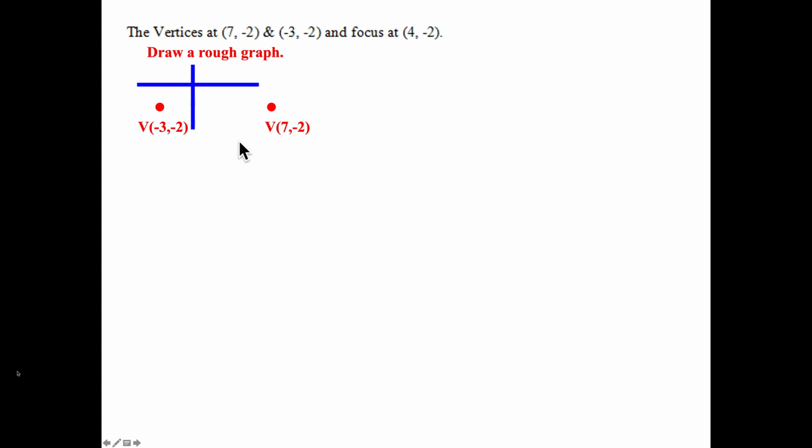Now notice how the x-coordinates are changing, so that means the center is somewhere in between here. So take the average of your x-coordinates. Negative 3 plus 7 is 4, divided by 2 is 2. So our center is right here at (2, -2). That's your h and k right now. We're not having an origin as our center. Your focus is at (4, -2). Okay, maybe right about here.